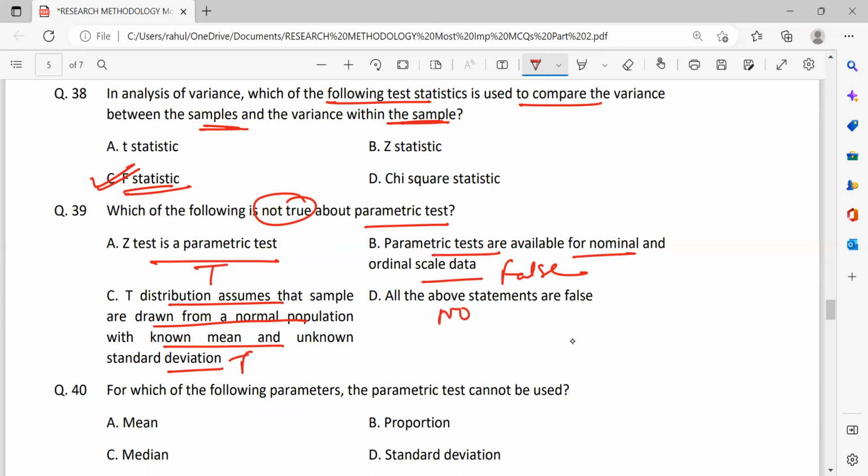All the above statements are false? No. Option B is not true, guys. Option B is not true. Parametric tests are available for nominal and ordinal scale data. It is false. But A and C are true. So option B is the correct answer for question number 39.